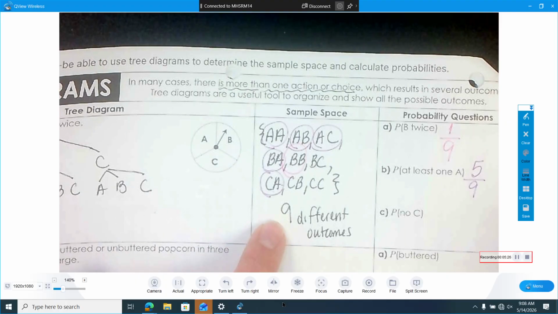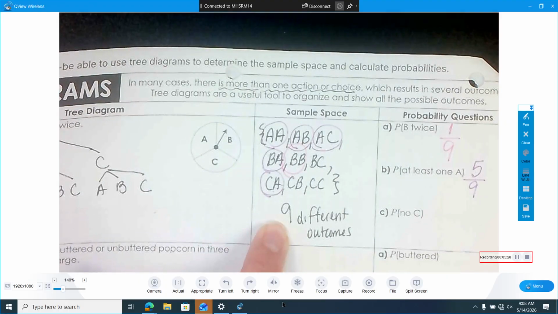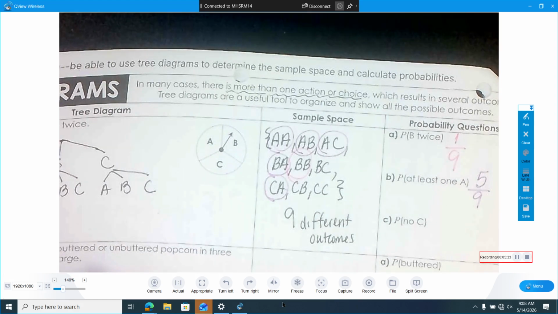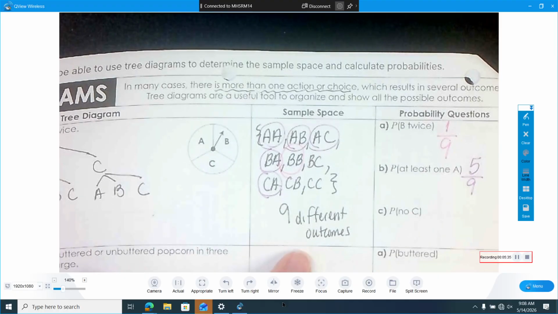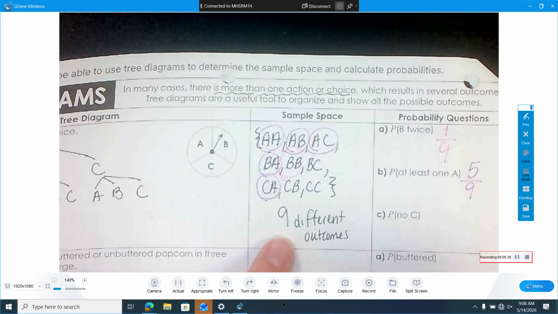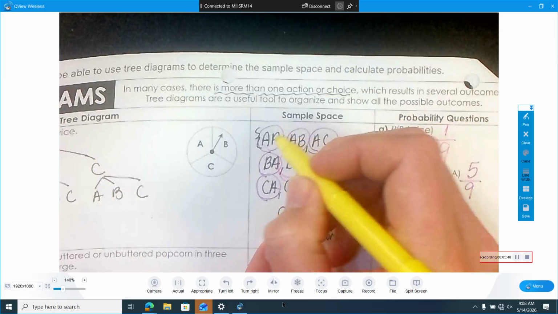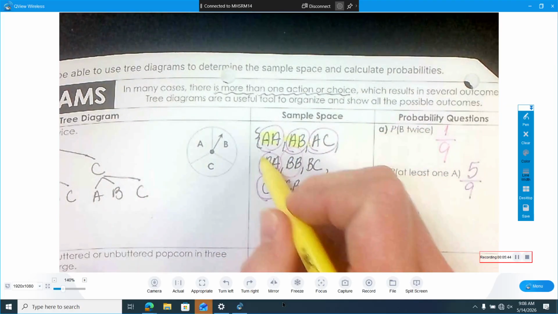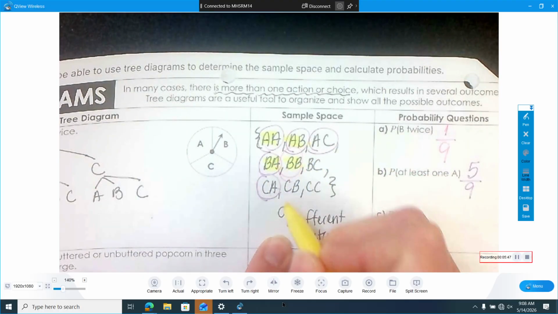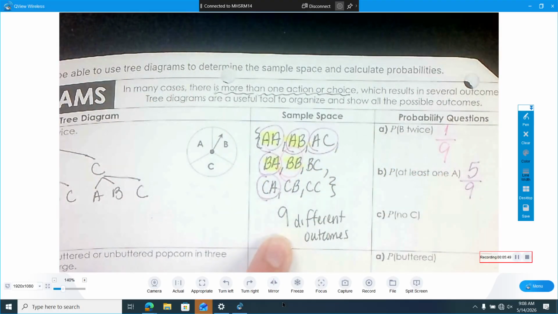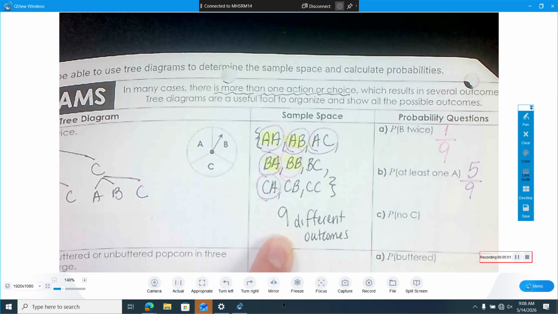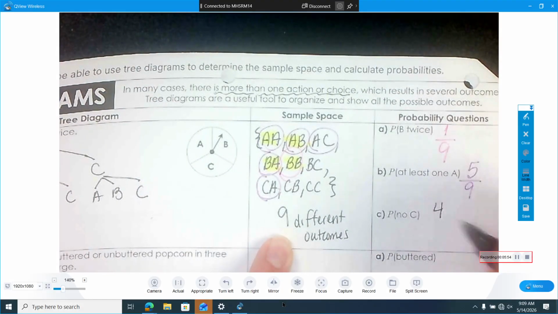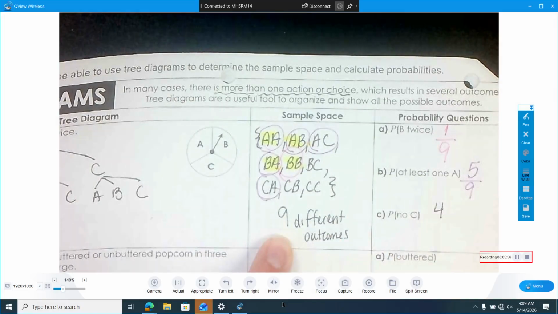All right, what about the probability of no C? What does that mean, no C? No C at all. A's or B's are fine. All right, so let's see, A's or B's are fine. So this one works. Not that one. A's and B's, no C. A and B, no C. Oh, there it is. Okay, so how many? 4 little highlighted no C's out of 9.